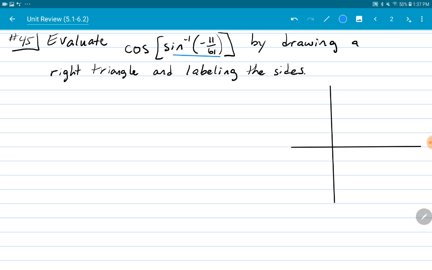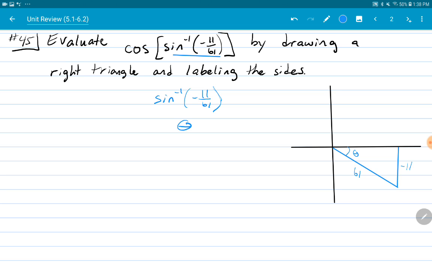So if the sine inverse is a negative number, then y must be negative, so I'll draw my triangle oriented like so. And then if it's sine of some angle, let's call that angle theta. If the inverse is going to be negative 11 over 61, so sine of theta is negative 11 over 61. So whatever this is, sine inverse of negative 11 over 61 is going to be theta.